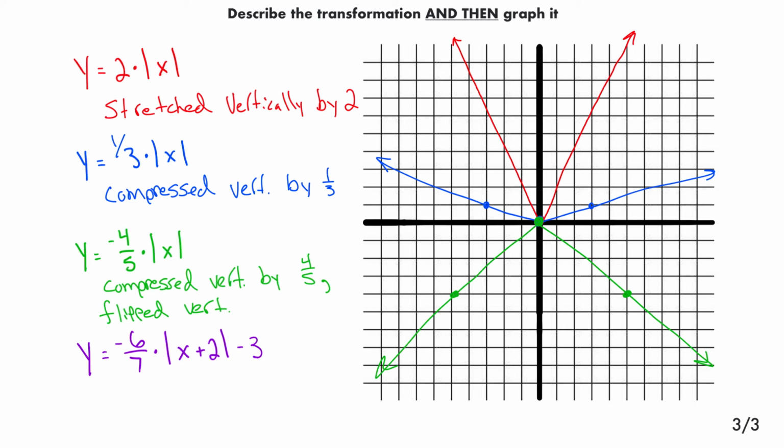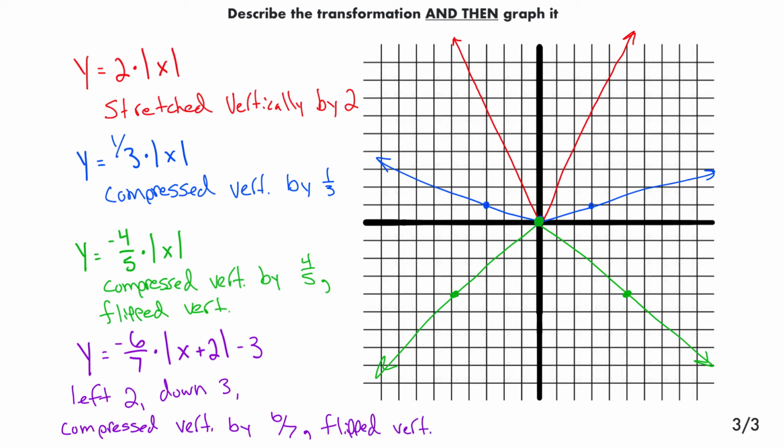And that all sets us up for the purple one. The purple one is all of this thrown together. I have a +2 inside of the absolute value signs. That means left 2. I have a -3 on the outside of the absolute value signs. That tells me down 3. I have a 6 over 7 being multiplied. 6 over 7 is smaller than 1, so it is compressed vertically by 6/7.